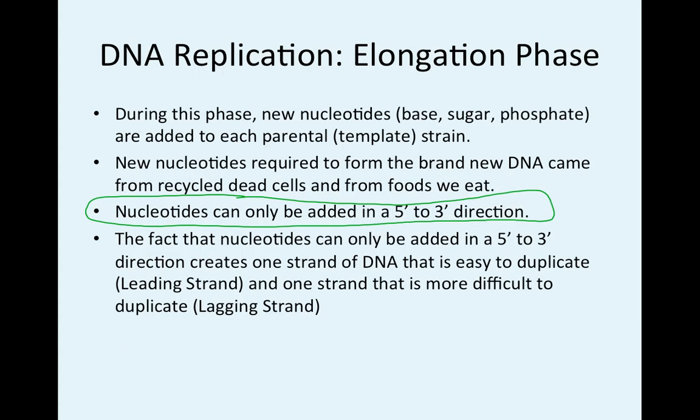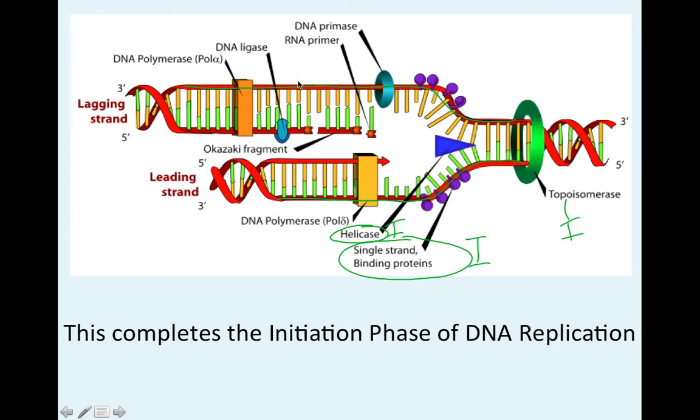So now let's go through the elongation phase when we actually start adding bases. During this phase, new nucleotides, bases and sugars and phosphates are added to each parental template strand. So the original strand, if we go back here, so here's my original strand, what we call the template. It's also called the parental strand. And then this is my new strand that I'm creating.